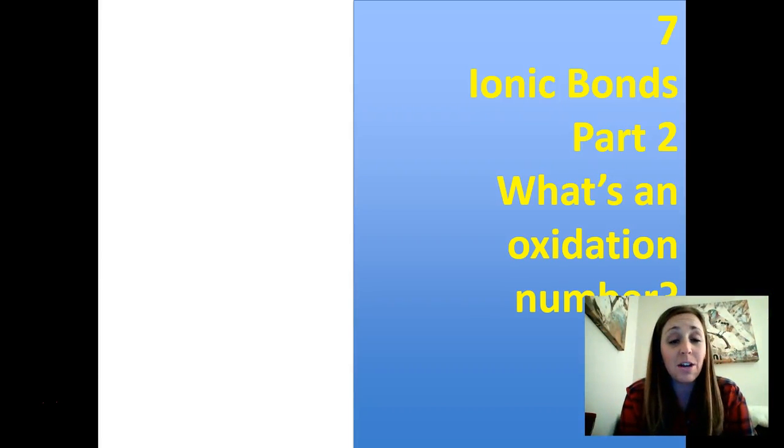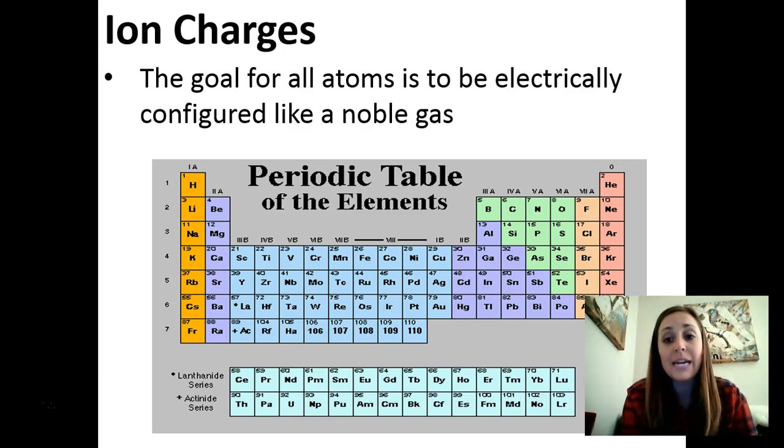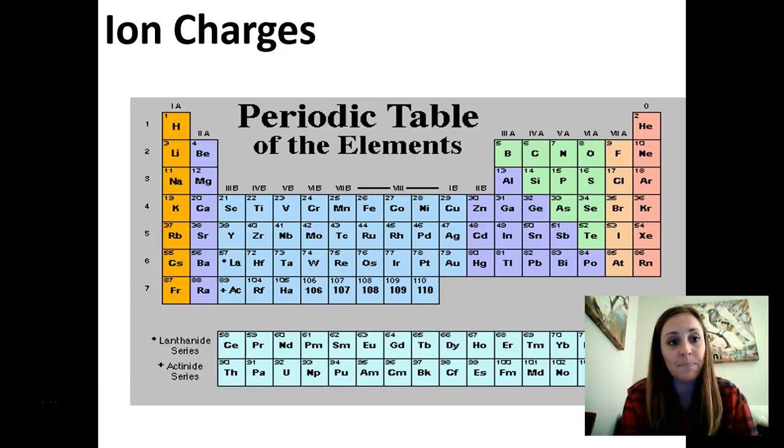So for the second part of the chapter 7 notes, we're going to talk about an oxidation number, or an element's charge. So ions make charges based on it wanting to be electrically configured like a noble gas. And if you recall, here are our noble gases. So let's talk about fluorine.